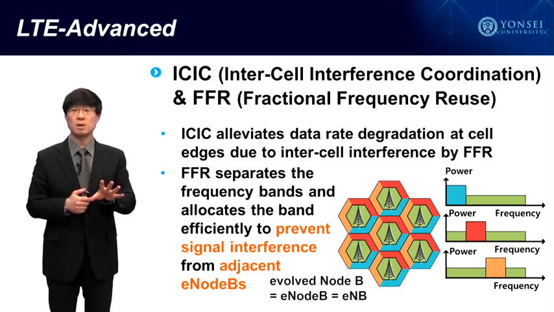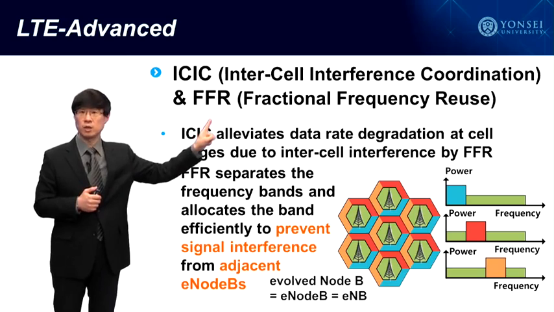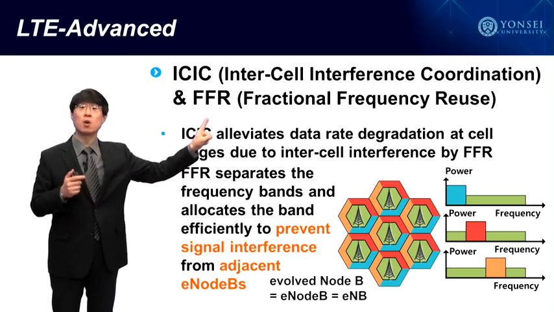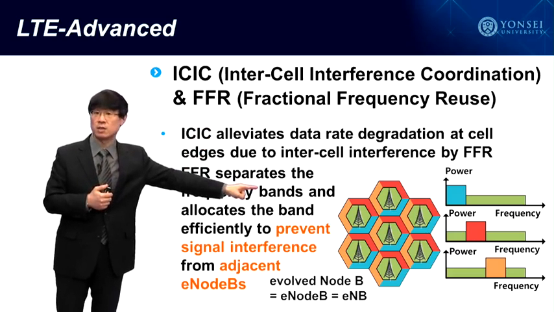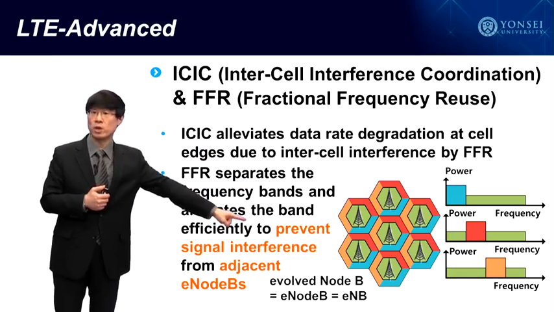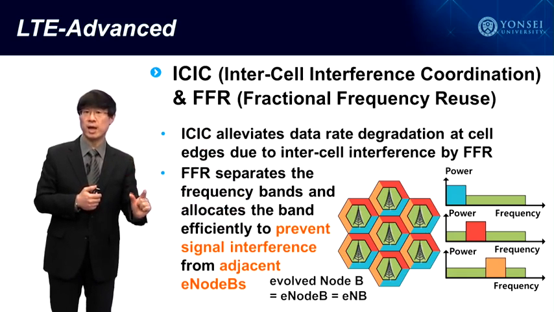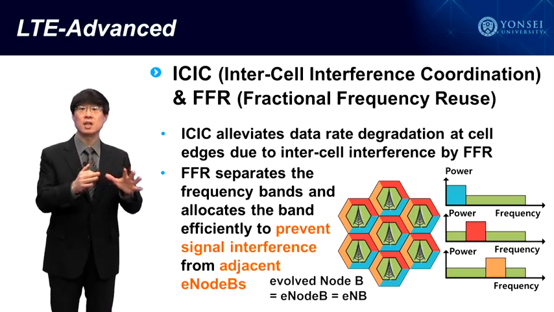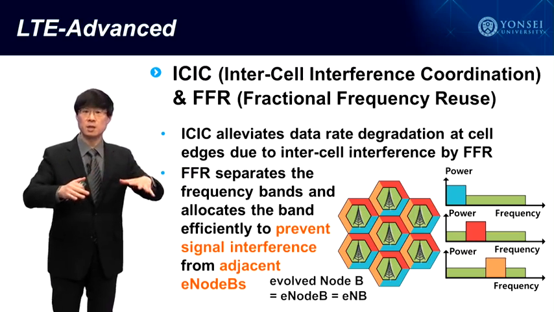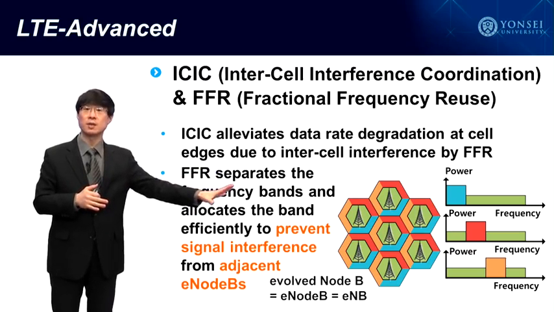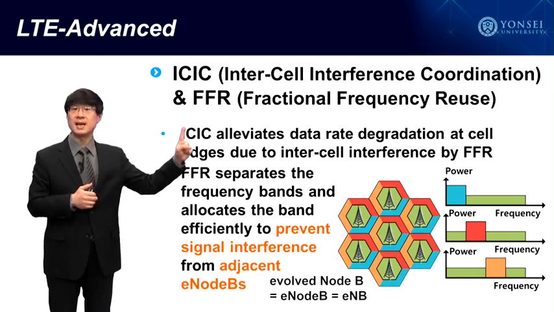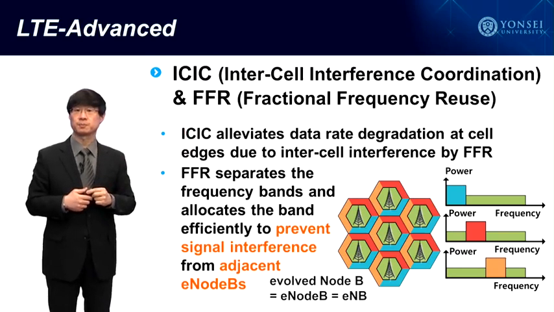That's what we're talking about, fractional frequency reuse. We are reusing the frequency, but we are fractioning it, as you can see, blue, red, orange. We're fractioning the frequency range, and we're using it in a special coordination mechanism in between cells to reduce interference. That's what we call ICIC and FFR.